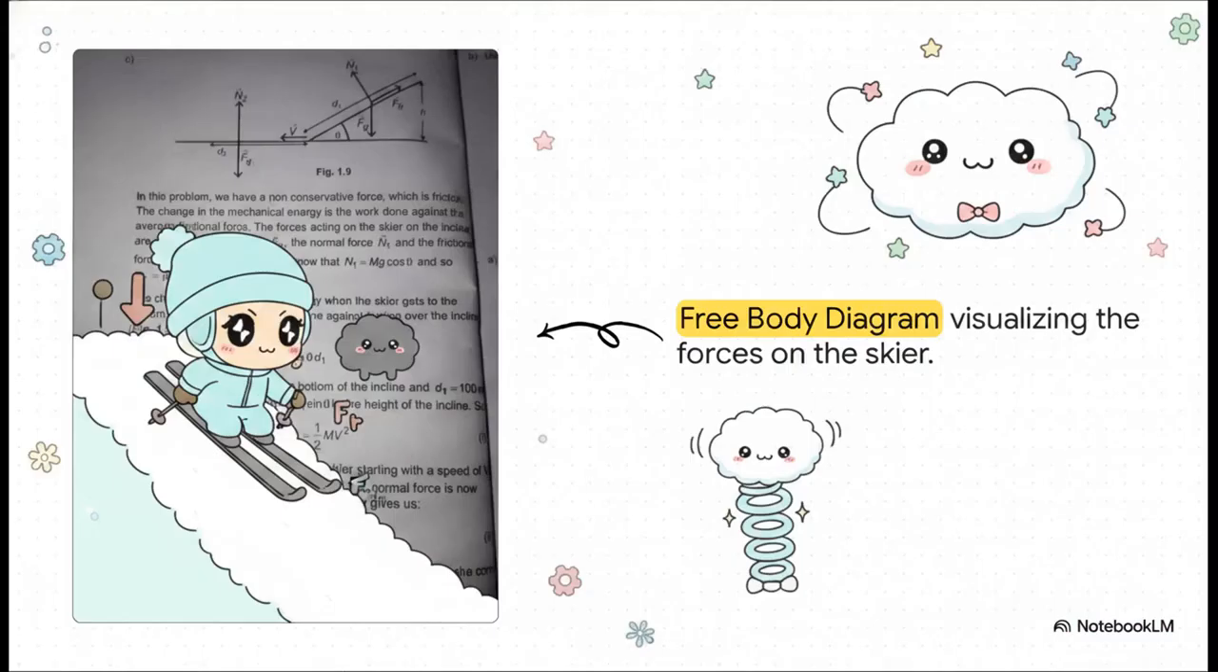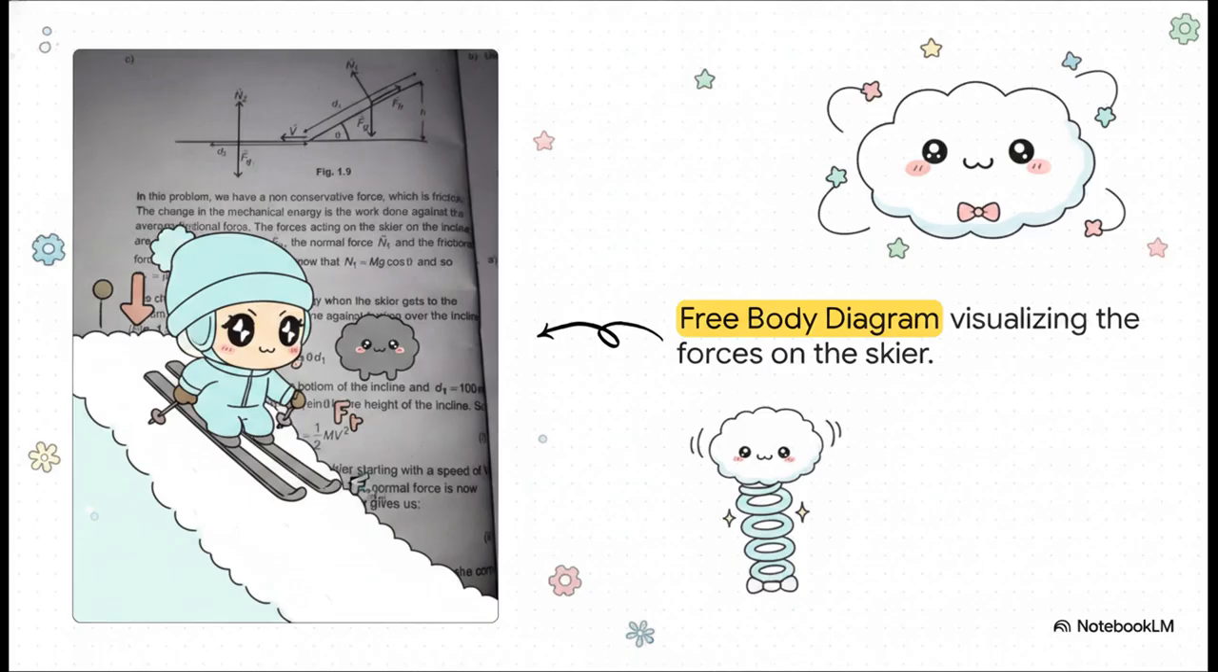Now, what's really interesting about this slide is how the free body diagram literally draws out all those invisible forces for us. You've got gravity, labeled Fg, always pulling straight down toward the center of the Earth. But because the skier is on a slant, the ground pushes back at an angle. That's our normal force, labeled N1. And pointing directly opposite to the skier's downward velocity, that's the force of friction, labeled FFR. This diagram is essentially our foundational map for understanding exactly what's happening to our skier at every single moment of their descent.